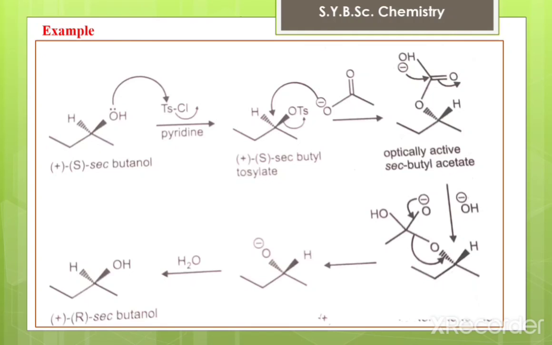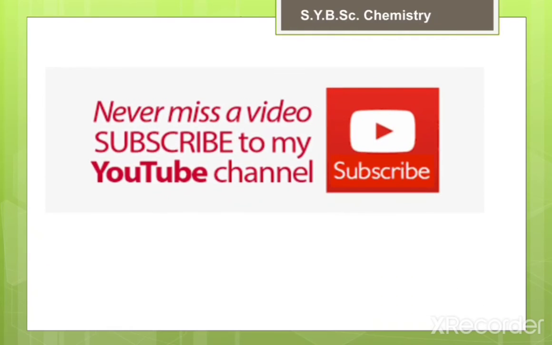That means the first step is attack of the nucleophile. The attack of the nucleophile takes place opposite to the good leaving group. It is a concerted mechanism. Simultaneously there is departure of the good leaving group and we get the inverted product. Okay, this is about the SN2 reaction.